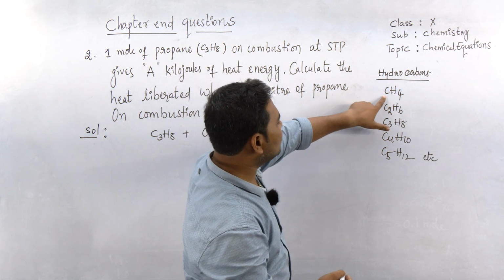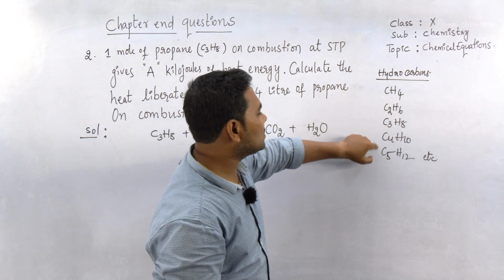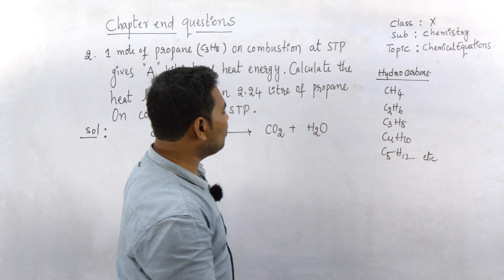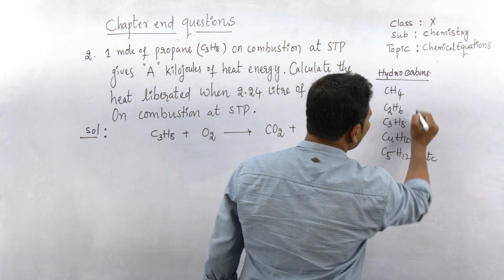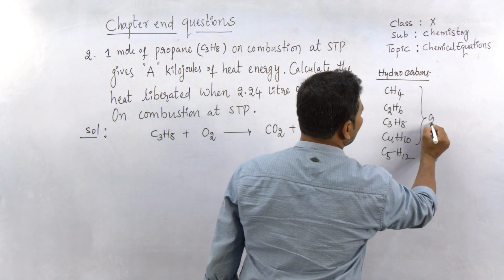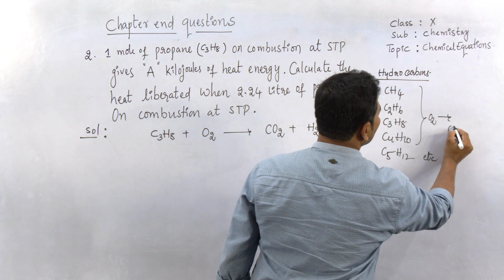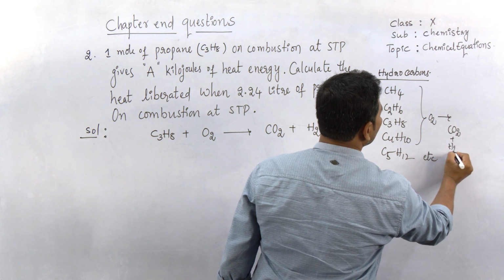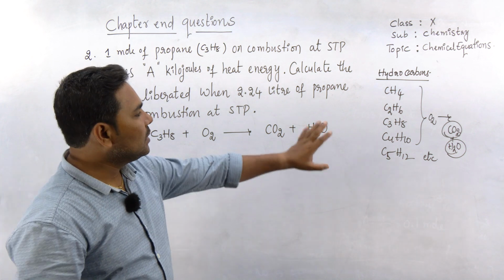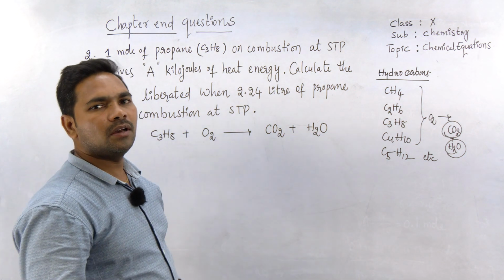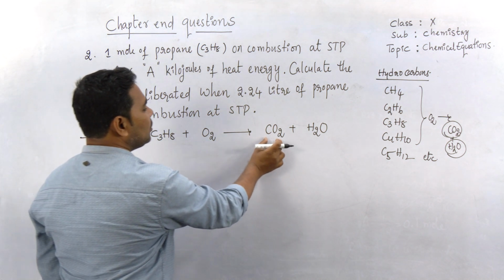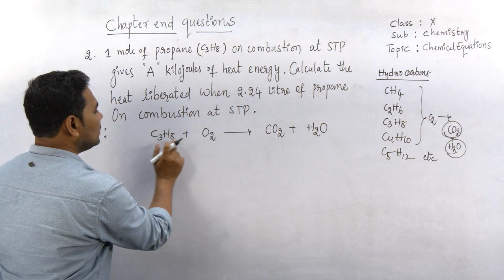Methane is biogas, natural gas. Propane and butane are components of the LPG that we use, right? All of these are examples of hydrocarbons. All these hydrocarbons on combustion always produce two products: one is carbon dioxide, second one is water vapor. These products are later balanced to find out the amount of products obtained. So now coming to this question, propane on combustion produces carbon dioxide and water, and we have to balance this.